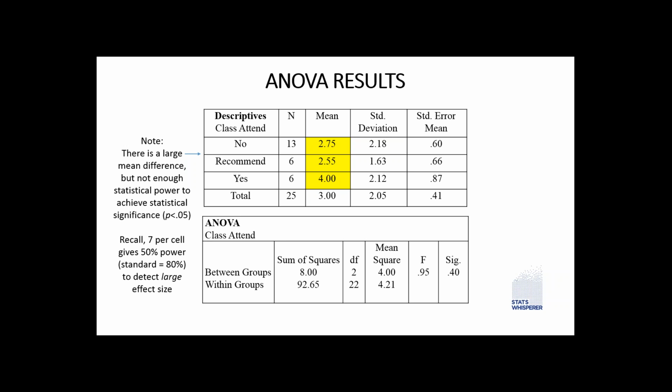But you can see the mean for yes is high, it's 4. And for the other, recommended and no, they're below 3. So it's more than a day-a-week difference, but it doesn't achieve statistical significance because we don't have enough people in each cell to get the statistical power to indicate that relationship. That's one of the limitations of our small sample research, so it's intrinsic in the process.